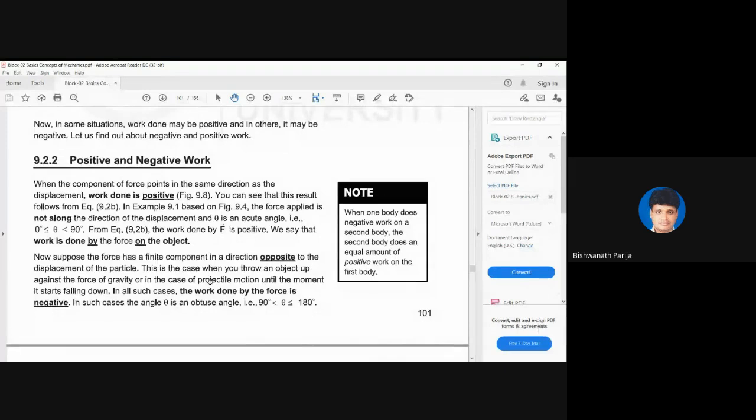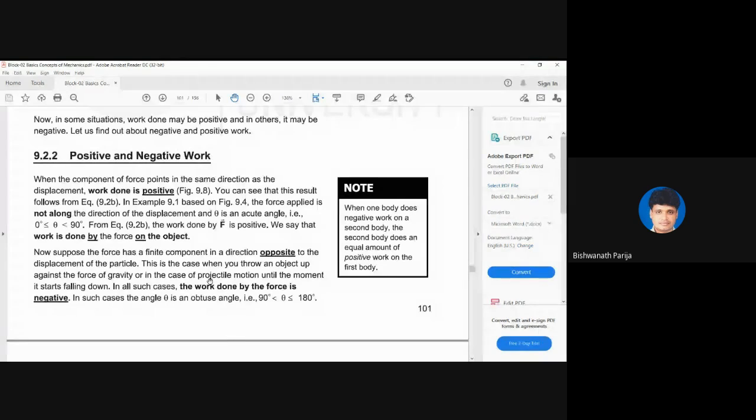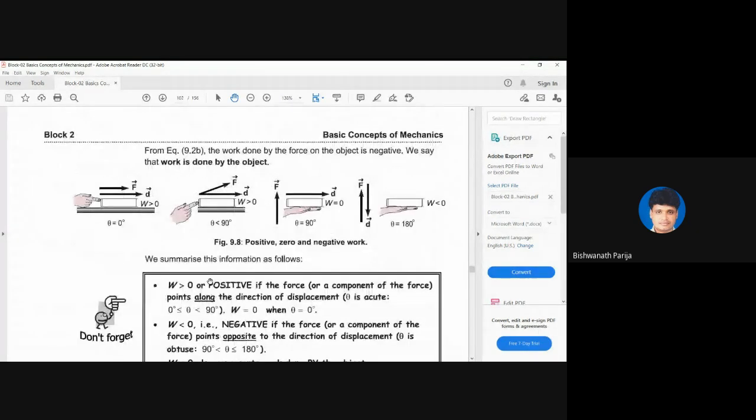Positive work will be done when the angle between the applied force and displacement is less than 90 degrees. Then work done is positive. If the angle between the applied force and the displacement is greater than 90 degrees, work done will be negative. Here it is given and explained with certain examples.